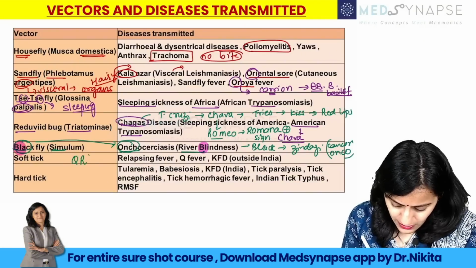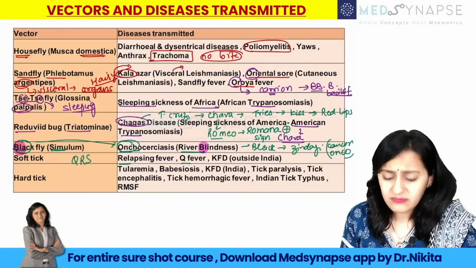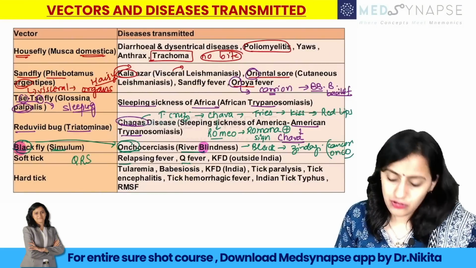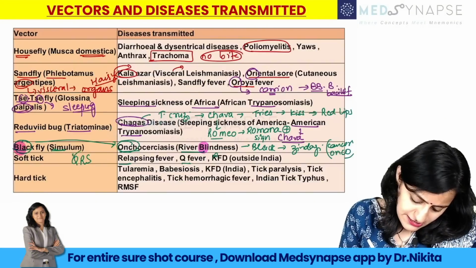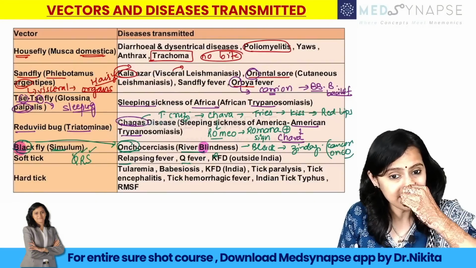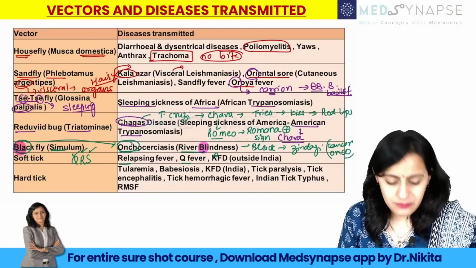Soft tick is QRS, that is Q fever. Relapsing fever is soft tick. Okay, KFD you can miss. So Q fever, relapsing fever is soft tick. Next one is hard tick.